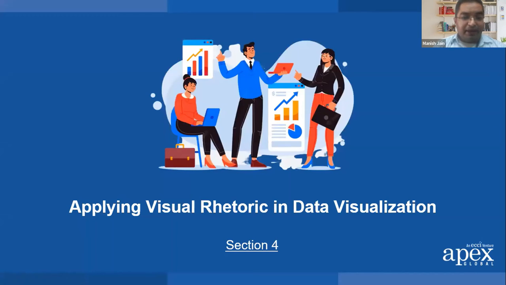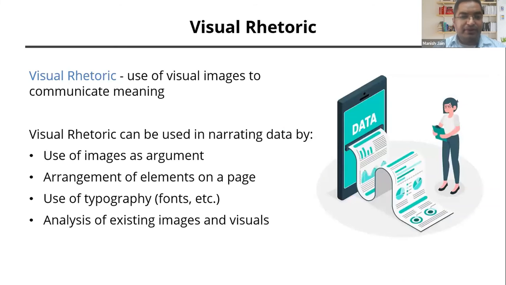Okay, so apply the visual things into your data visualizations. Okay, next slide, please. So let me give some more insight about it. The meaning is how we can use visual images to communicate meaning. If I want to give them any information, how can we use different types of images? Just make sure that the image has proper information about your message.